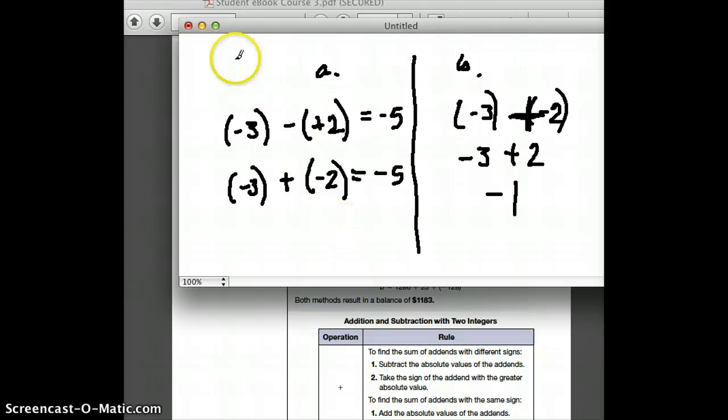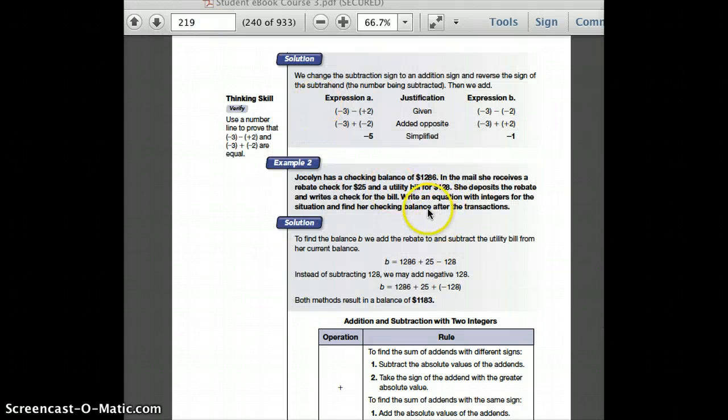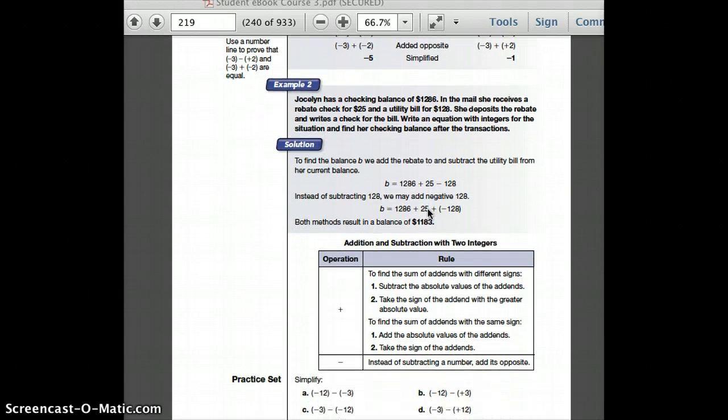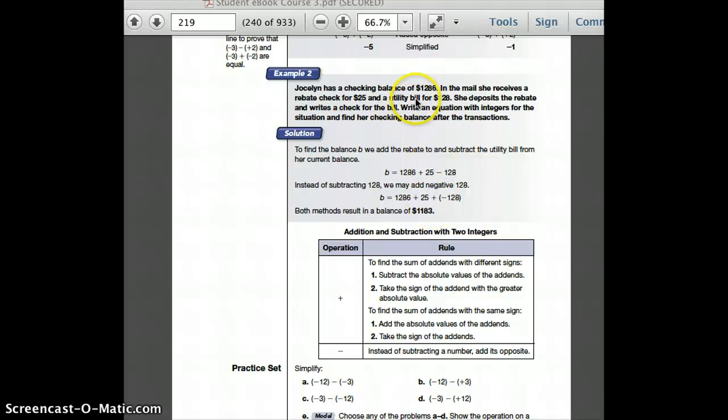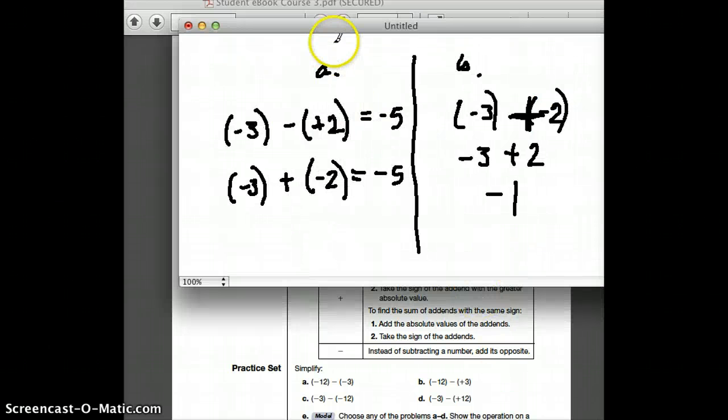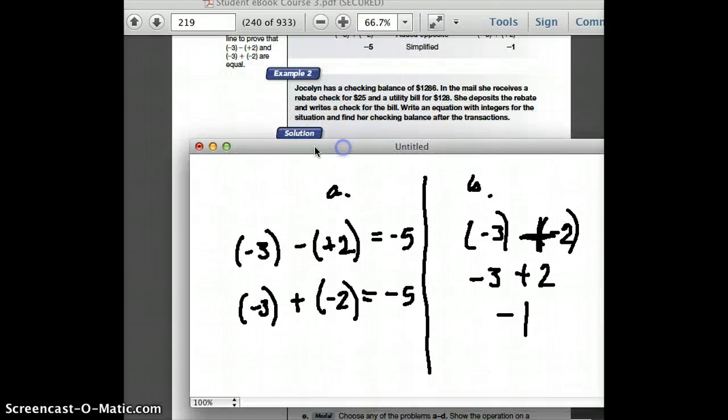Okay, all right, let's go to example 2. Jocelyn has a checking balance of $1,286. In the mail, she receives a rebate check for $25 and a utility bill for $128. She deposits the rebate and writes a check for the bill. Write an equation with the integers for this situation and find her checking balance after the transactions. Okay, so let's take a look at this.